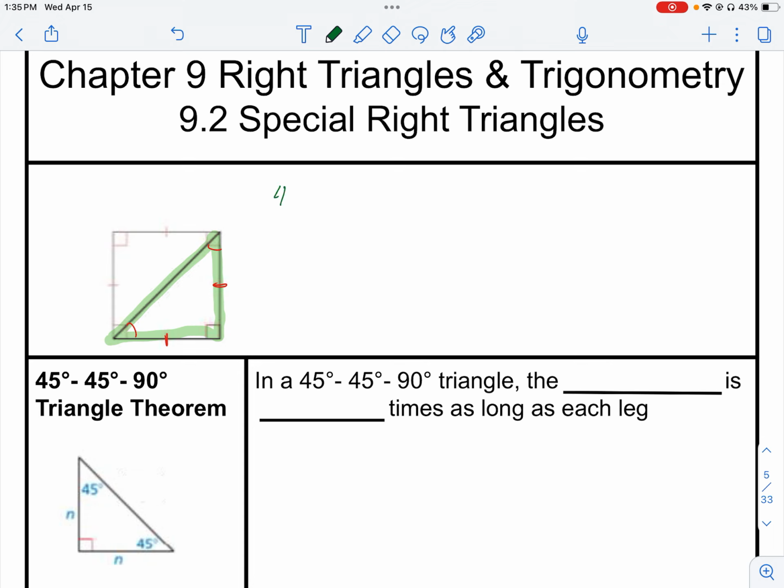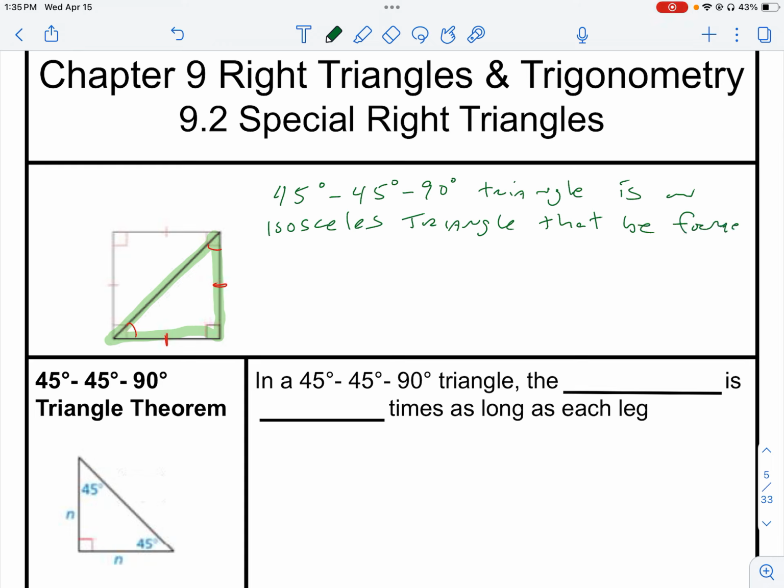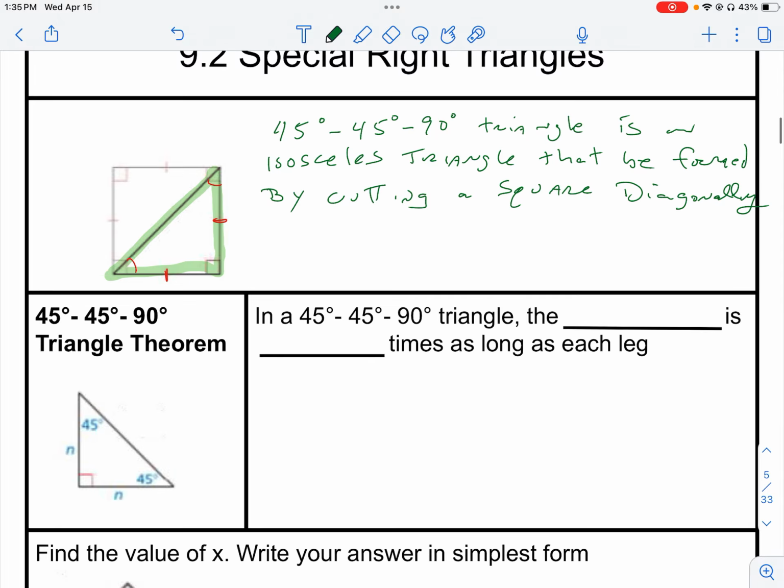So we have a 45, 45, 90-degree triangle, which is an isosceles triangle that we can form by cutting a square diagonally. So that's a 45-45-90. Why do we care?